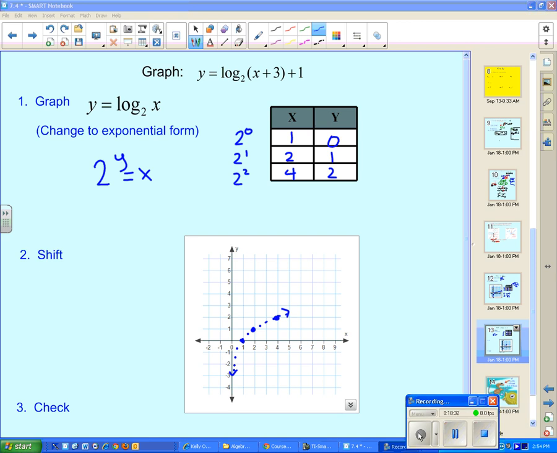And then let's think about the shift. So what does the plus 3 do? What does the plus 1 do? Well, if a number's inside a set of parentheses, it moves horizontally. So which way do you think this one goes? The left. Horizontally is always opposite of what we would normally think. That one's going to be left 3. And then the 1 on the outside of the parentheses is going to move vertically up 1. So shift your points.